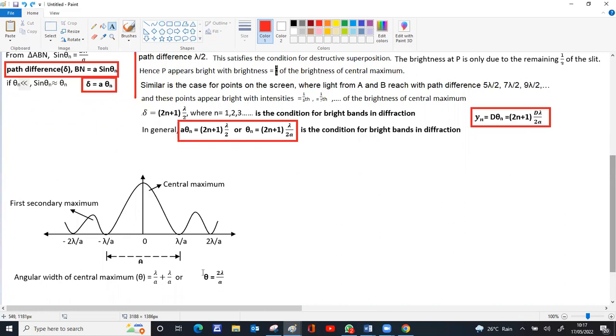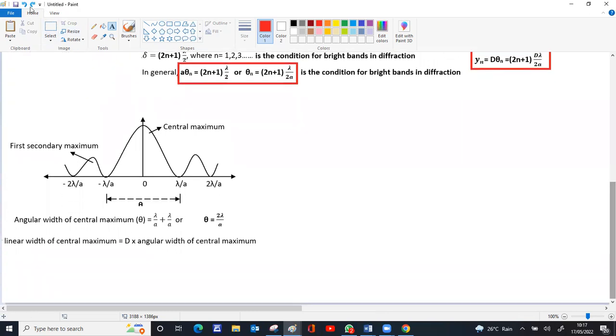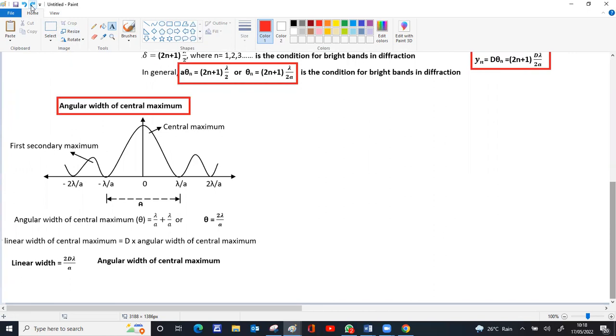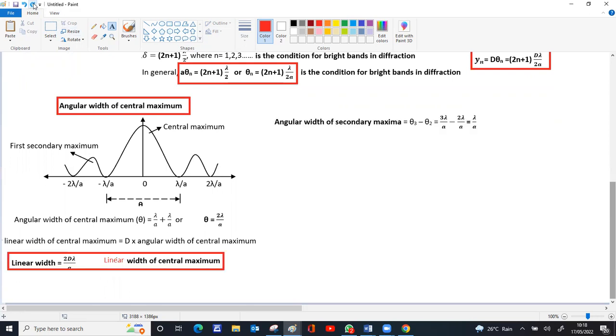Now the linear width you can just get by multiplying with capital D. So it will be 2 times D lambda by a. That's the linear width of the central maximum. Now for secondary maxima, the width will be between 2 minima on either side. So 2 lambda by a minus lambda by a will give you the width of the secondary maximum. So that will be again lambda by a.